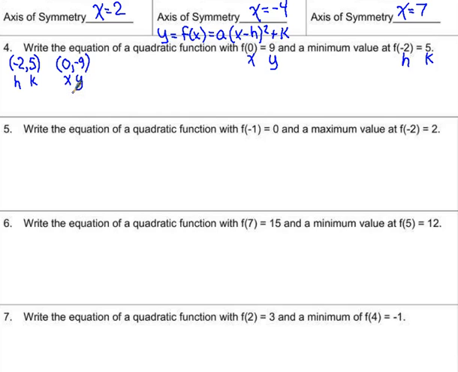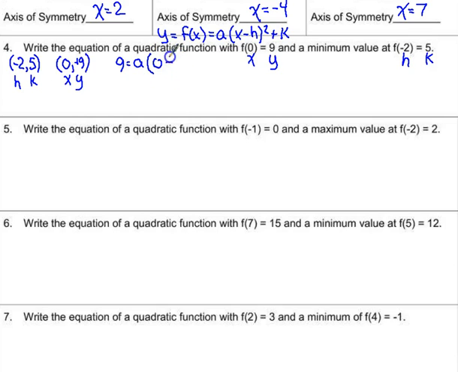What we're going to do next is simply plug our information into the vertex form of the equation. So we see y is equal to, this is positive 9, not a negative 9. We see y is equal to 9 times a, plus x is 0, minus h.